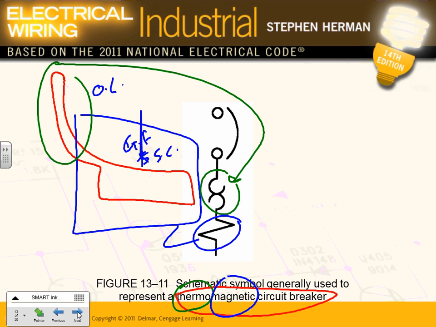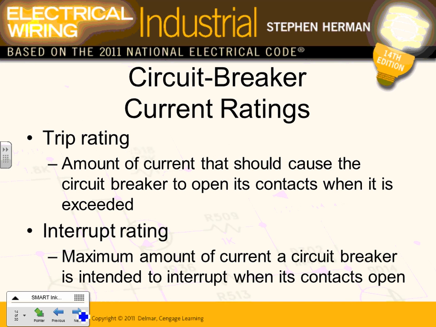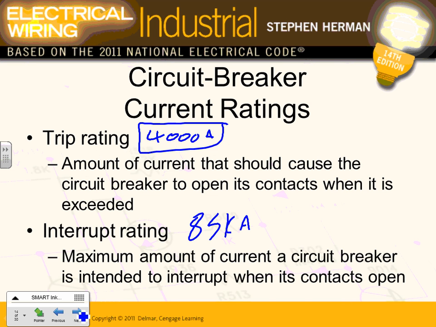Any comments, guys? Any questions about that? These two types? So that's your thermomagnetic. Circuit breakers, guys, have two ratings: trip rating and interrupting rating. So, for example, here's a 4,000 amp. This is my trip rating. My interrupting rating is 85,000 amp. Everybody knows what the trip rating is.